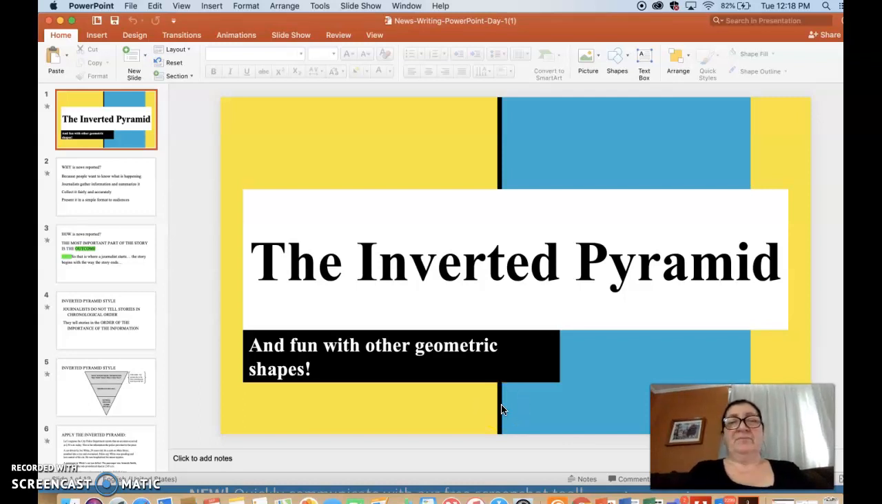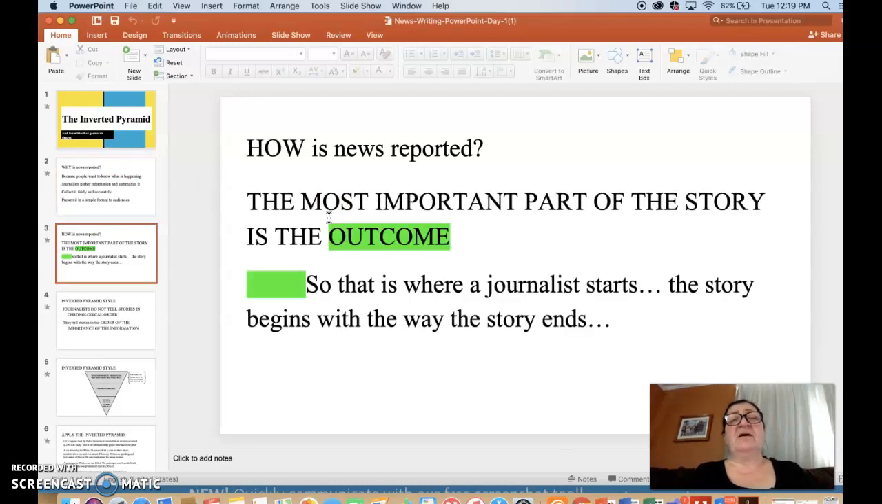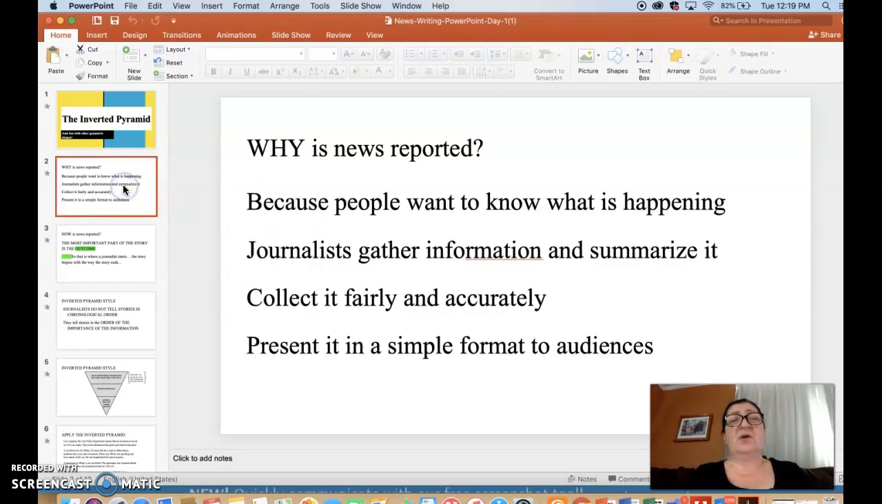Hi, everybody. Today we're going to talk about the inverted pyramid structure for news writing in journalism. But the joke is that you can choose other forms, other shapes. However, the inverted pyramid seems to work best for our purposes. So let's begin with the basic concepts of newsworthiness.